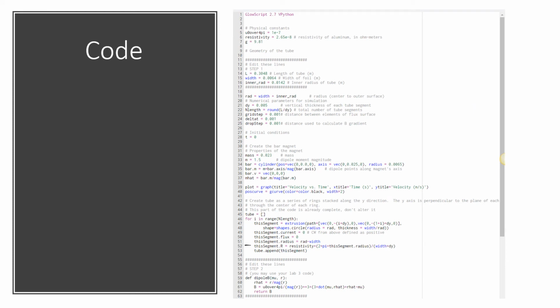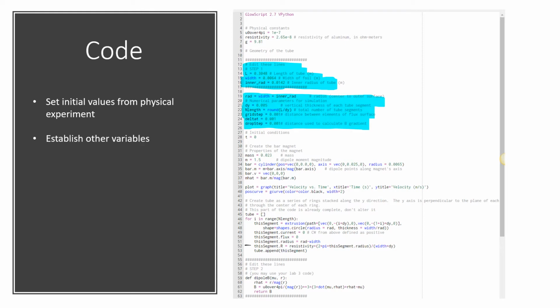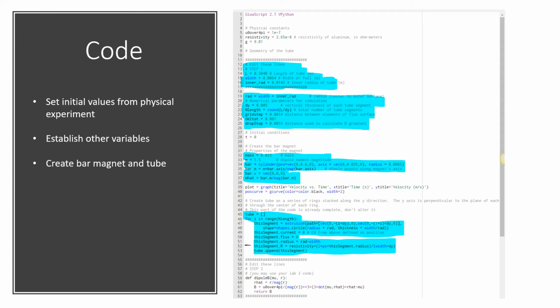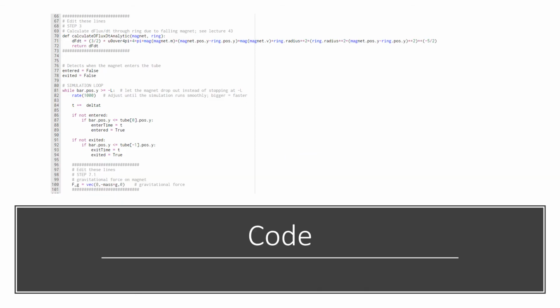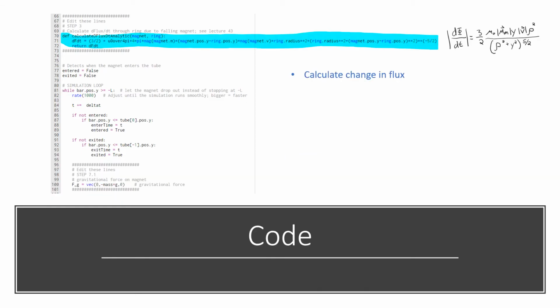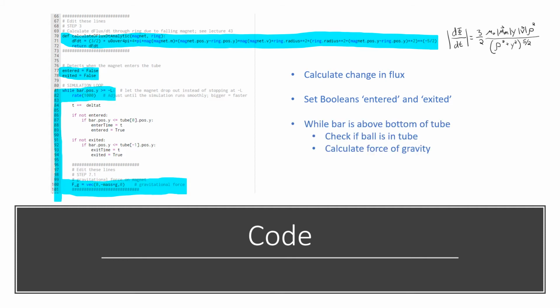Now, in order to examine this process further, a computer model is used in which the initial values found during the experiment are inputted. Then, after other initial values and variables are set, a cylinder representing the magnet and a hollow cylinder made from many rings to represent the aluminum foil tube is created. Next, a function is created that will be used to calculate the magnetic field created by the magnet at a location. A function is also created to calculate the flux from the magnet on a ring, and booleans are created to determine when the magnet is in the tube and is leaving the tube to give the overall time taken to fall. Next, a while loop is created that runs while the bar is above the bottom of the tube and the constant force of gravity is set.